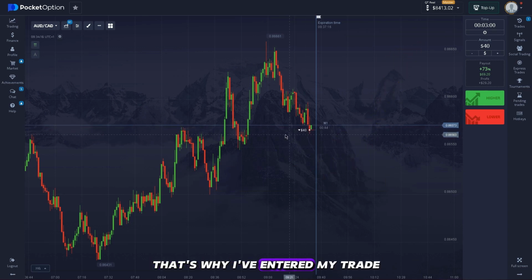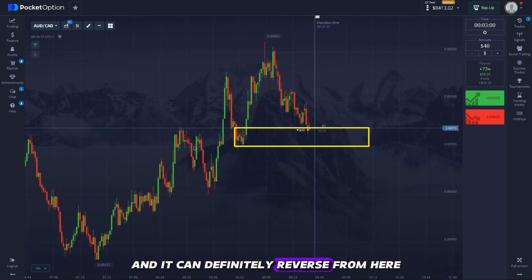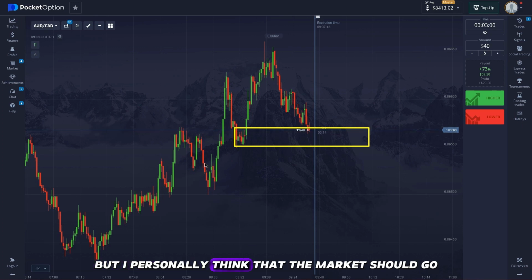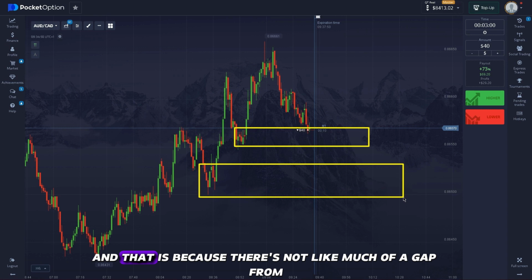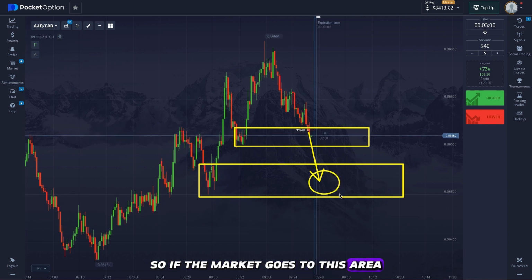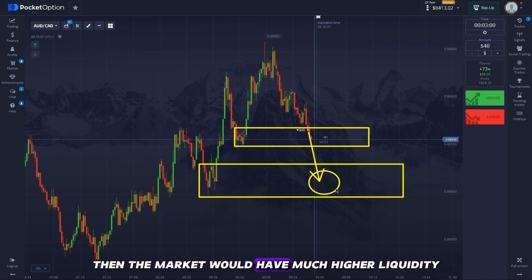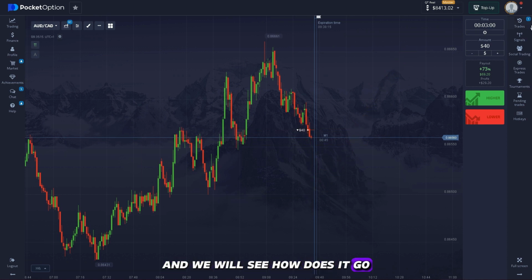That's why I've entered my trade for down direction in here, and it can definitely reverse from here, but I personally think that the market should go at least till here. That is because there's not much of a gap from this area to this area. So if the market goes to this area, then the market would have much higher liquidity to keep going up from here. So that's what I think, and we will see how it goes.